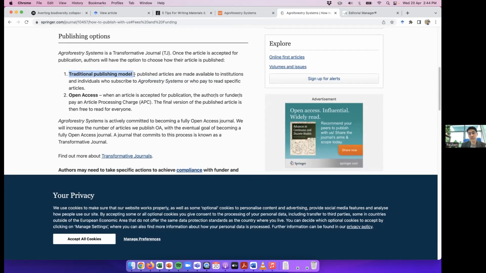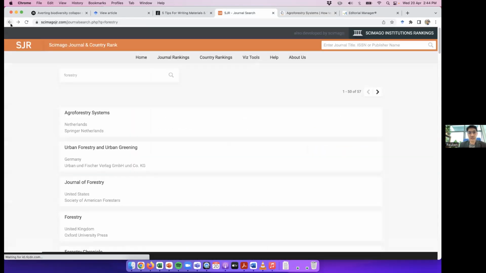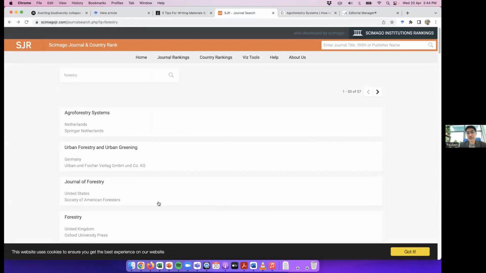So this journal is clearly Q1, and there are 2 options for you. If you want to do the traditional route, you don't have to pay. If you also want to make sure your publication is out there in the world, so people can download it anywhere, open access, you have to pay the APC, and it costs money. So again, this is a good website to scour for potential forestry journals. Remember, this website is called scimagojr.com.